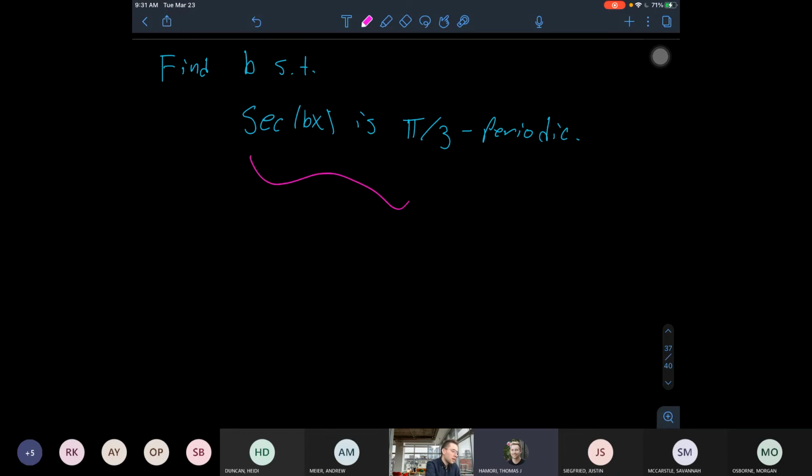Well, what does it mean for a function to be pi over 3 periodic? It means that if I plug in an x value versus if I plug in that same x value plus pi over 3, then the function is going to give me the same value for each of these.